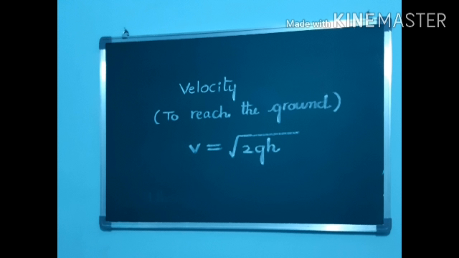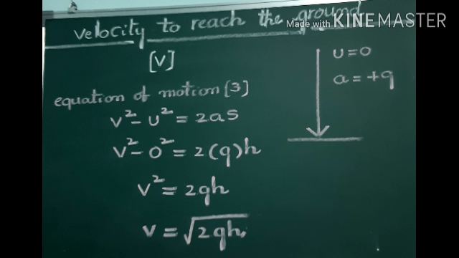And the velocity to reach the ground: v equal to the square root of 2gh, where g is acceleration due to gravity and h is height. The velocity to reach the ground completely belongs to a freely falling body. You know very well, for a freely falling body the conditions applied are u equal to 0, a equal to plus g.